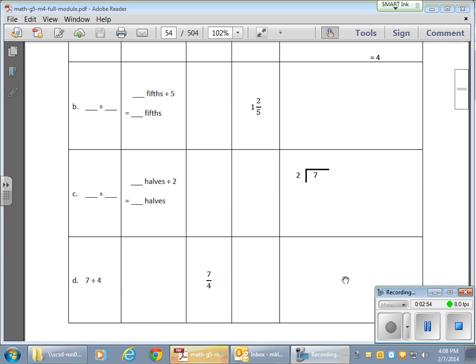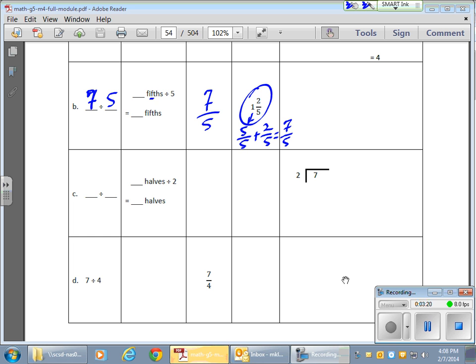So let's take a look at part B. Part B starts off with 1 and 2/5. Now, what I can do here is go right to the improper fraction, because if I have 1 and 2/5, that means I have 5/5. There's my 1 whole, plus my 2/5, and together that'll give me 7/5. So there's my 7/5, which is 7 divided by 5.